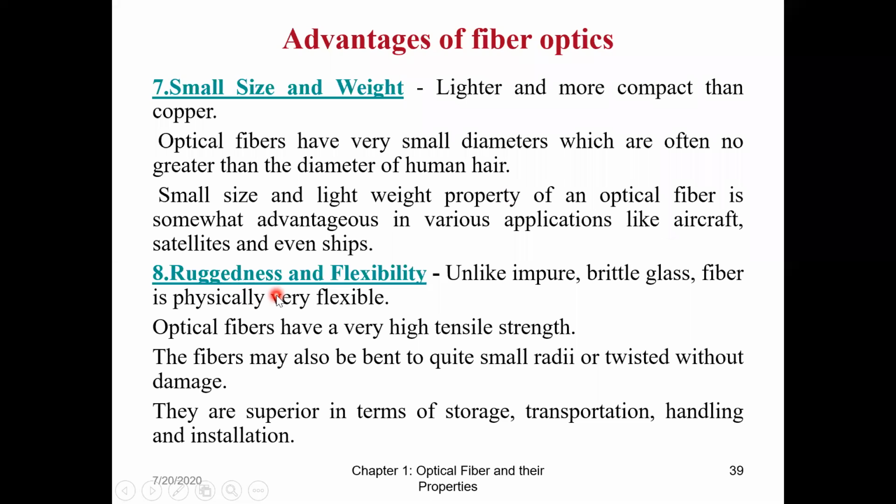Next, 8th point, and the second last one, is the ruggedness and flexibility. Now see, unlike impure brittle glass, fiber is very flexible. Now you might feel it is less in diameter than a human hair, so it will break very easily. No, it is having a very high tensile strength. It does not break easily. Brittle glass, it breaks easily. Fiber is made up of glass, but it has very high tensile strength. Plus, we apply a series of protection to the fiber core and cladding.